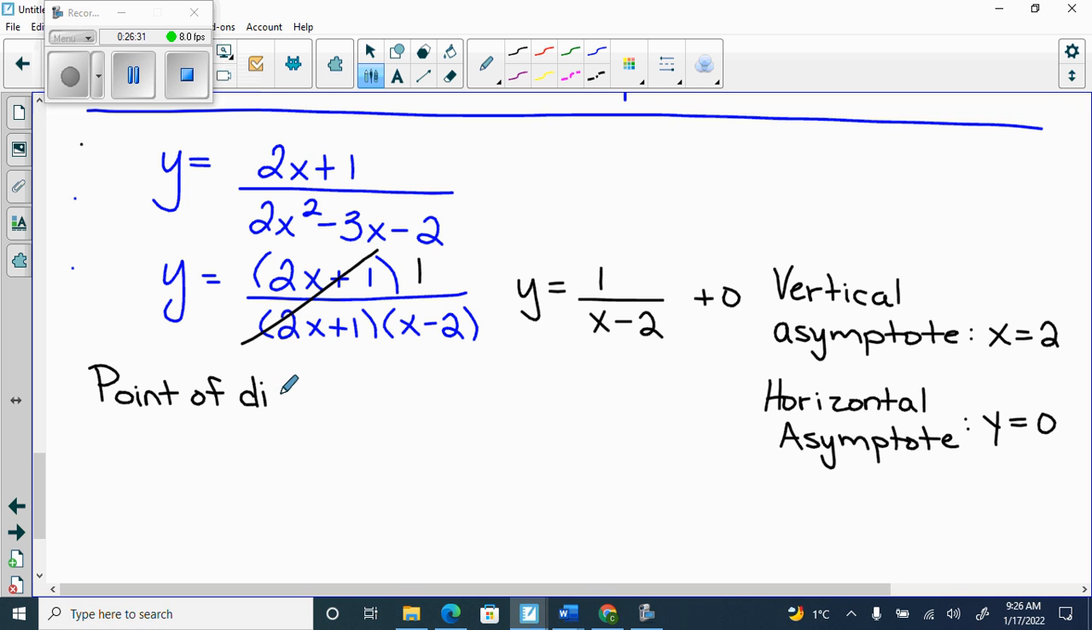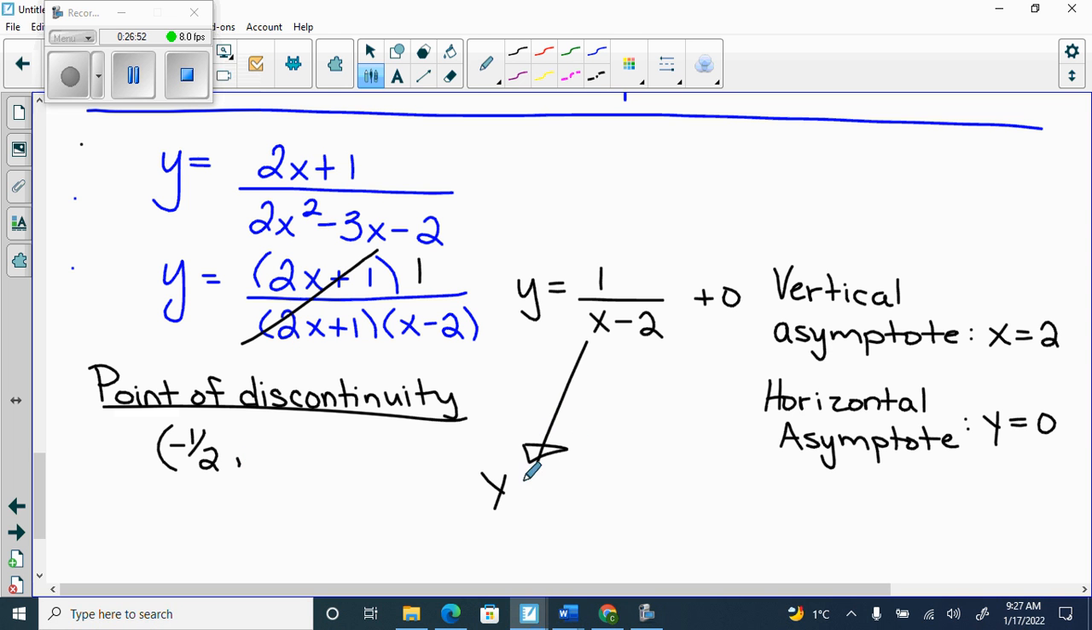What did I get from my point of discontinuity? It is negative a half. That's the x. If I asked for the y of the point of discontinuity, which you don't have anymore, you would have to sub it back into the simplified version. You'd always sub it back into the simplified version.